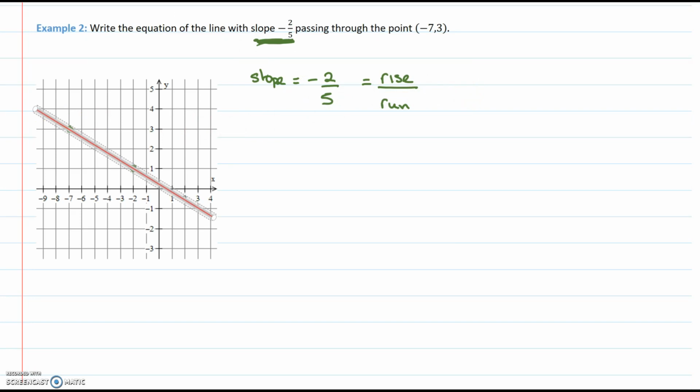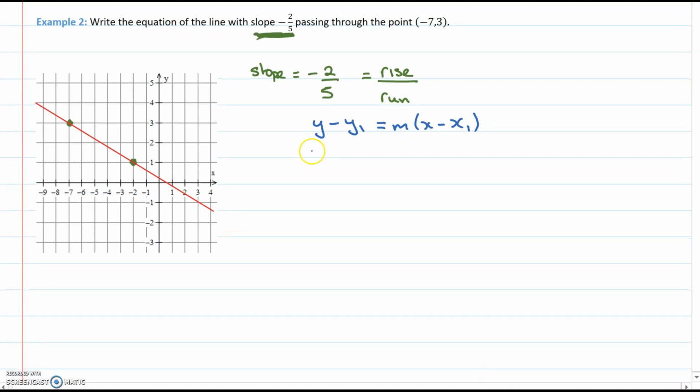But what we want to do next is write the equation of that line. If you've watched the previous example, you'll know that I prefer to use y minus y1 equals m on x minus x1 as my formula for finding the equation of the line. You can always use y equals mx plus b as well. I'm not opposed to you using that. I just happen to prefer this one. So our point is negative 7, 3.